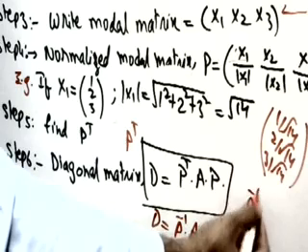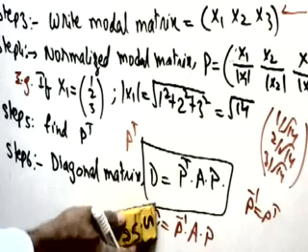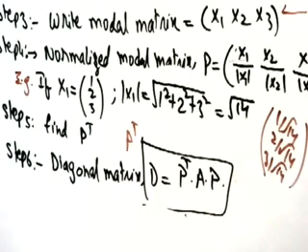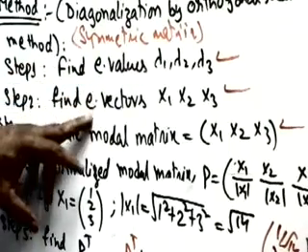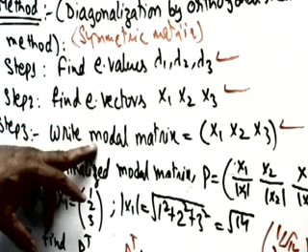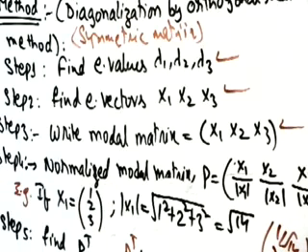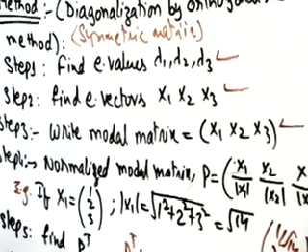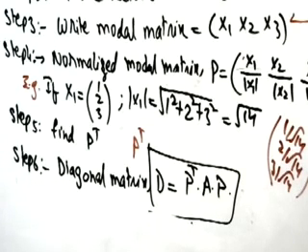Instead of the inverse of P, we use P transpose, because here P inverse and P transpose are the same. So instead of P inverse, we write P transpose into A into P. Just recall the method. The first step is to find eigenvalues, then eigenvectors, then the modal matrix, then the new step here: normalize the modal matrix, x1 by mod x1, x2 by mod x2, x3 by mod x3. Lastly, instead of P inverse, we find P transpose. Then the diagonal matrix will be D equals P transpose into A into P.